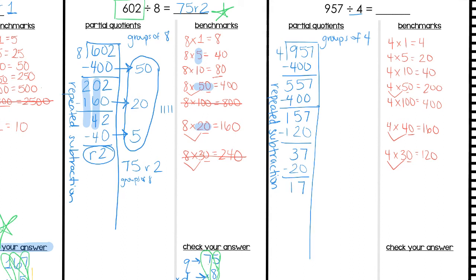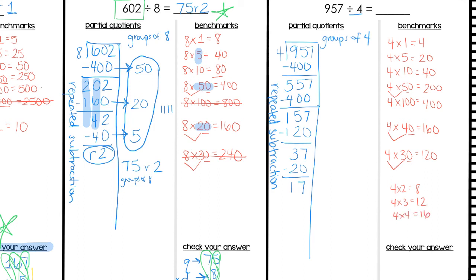Now, the only benchmark that I have written down that I can still take away is 4. So I could subtract 4, get an answer, subtract 4 more, get an answer, subtract 4 more. But I can multiply by 4. So I'm going to quickly say, all right, I know 4 times 1 is 4. 4 times 2 is 8. 4 times 3 is 12. And 4 times 4 is 16.